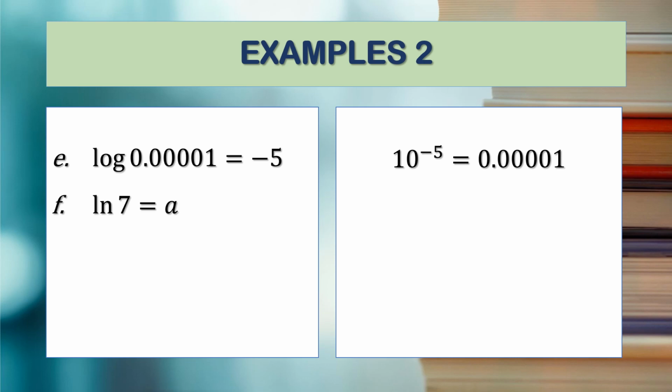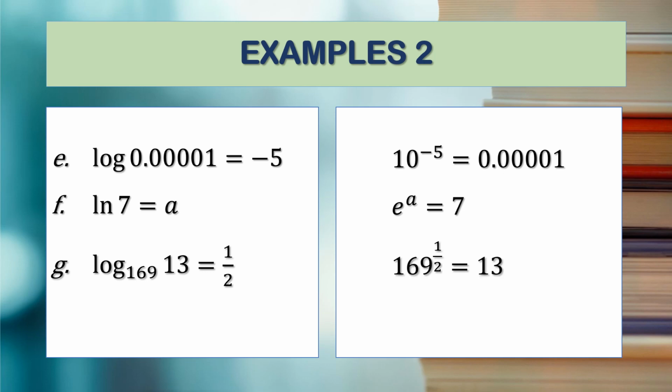Next example, we have a natural logarithm. Natural logarithm of 7 is equal to a. As I've said earlier, ln is equivalent to log with base e. So in exponential form, its base is e. So e raised to a is equal to 7. Next, we have the log of 13 with base 169 is equal to 1/2. In exponential form, we have 169 raised to 1/2 is equal to 13. Last example, we have log of 3 with base 3 is equal to 1. In exponential form, it is 3 raised to 1 is equal to 3.